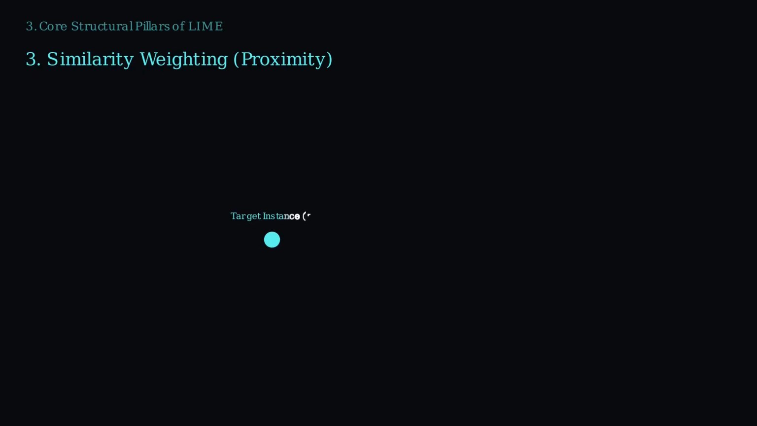Third, we look at similarity weighting. Not all synthetic points are treated equally. Points generated near the original sample must have a stronger voice than variations created far away. LIME utilizes an exponential distance kernel to scale these weights. If a sample is mathematically distant, its influence drops off exponentially, enforcing strict local focus during optimization.